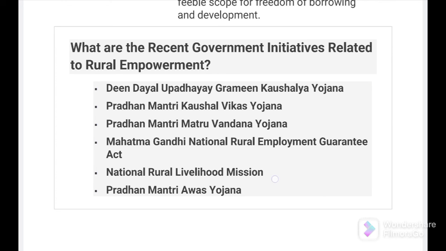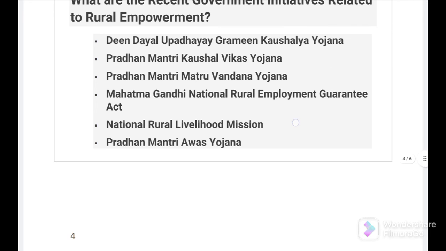What are the recent government initiatives related to rural empowerment? Deen Dayal Upadhyaya Gramin Kaushalya Yojana, Pradhan Mantri Kaushal Vikas Yojana, Pradhan Mantri Matsya Sampada Yojana, Mahatma Gandhi National Rural Employment Guarantee Act, National Rural Livelihood Mission, Pradhan Mantri Awas Yojana.